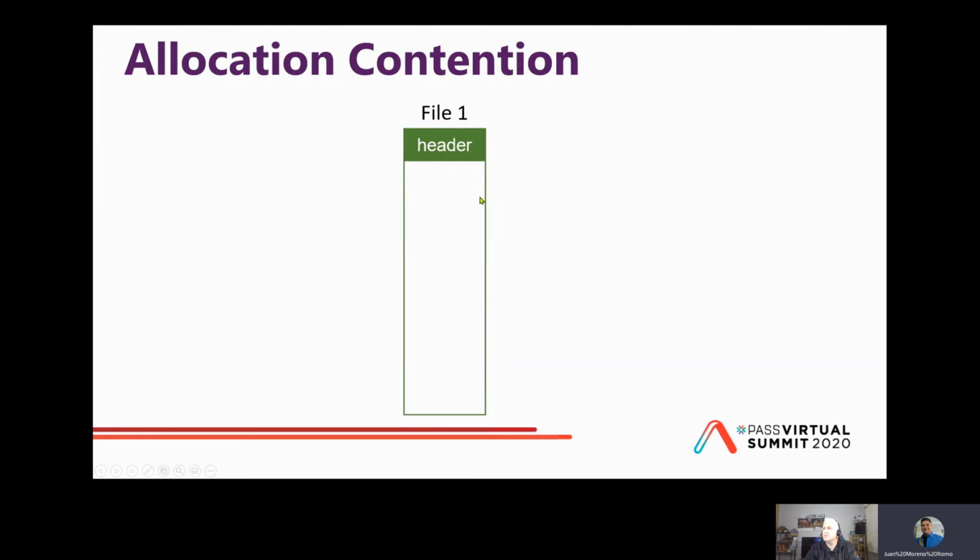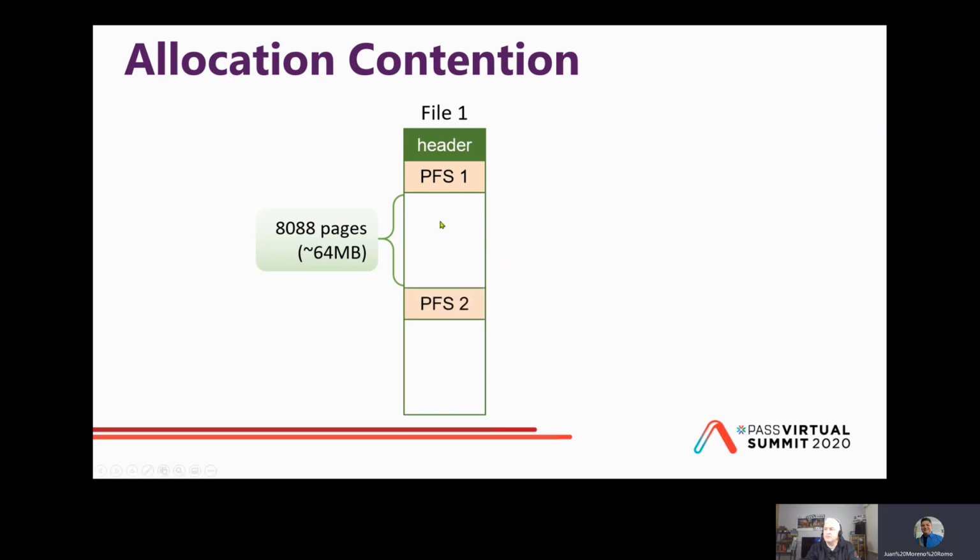Imagine that we have only 1 file here. We will have 1 PFS page that will cover 8088 pages. That means about 64 megabytes. So we will have 1 PFS page per 64 megabytes. If our tempdb file has 128 megabytes, we will have 2 PFS pages.